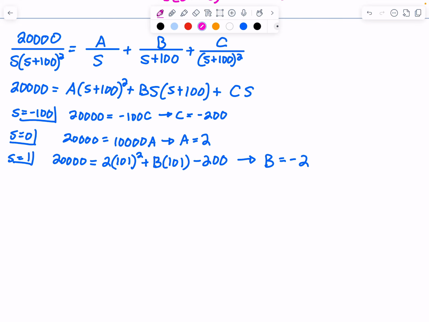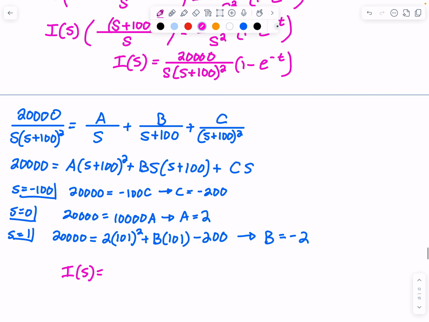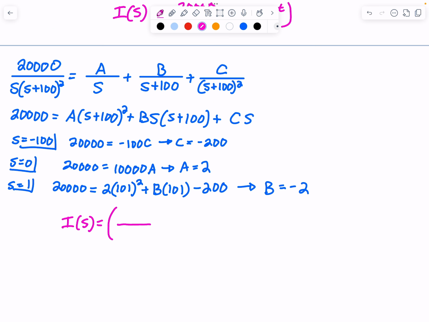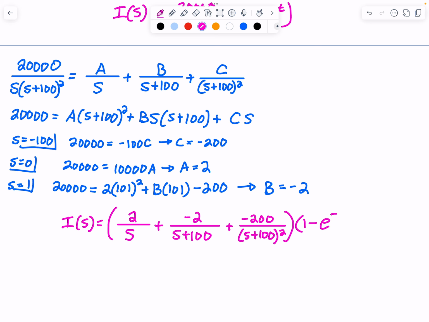Okay, so now I'm going to rewrite I of s. I of s now is 2 over s plus -2 over s plus 100. C is -200 over s plus 100 squared. And all this is times 1 minus e to the negative s, if I remember.